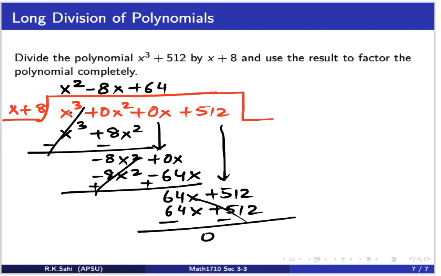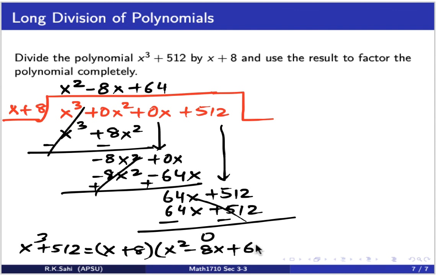So here, this is a perfect scenario where this x plus 8 totally divides this term and the remainder is 0. So how do we write this one? We write x cubed. So let's write it down. x cubed plus 512 equals x plus 8 times x squared minus 8x plus 64.